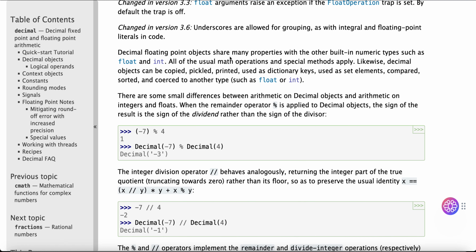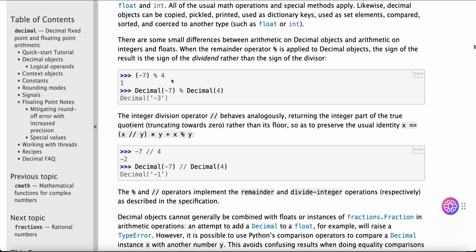Decimal floating point objects share many properties with the other built-in numeric types such as float and int. All of the usual math operations and special methods apply. Likewise, Decimal objects can be copied, pickled, printed, used as dictionary keys, used as set elements, compared, sorted, and coerced to another type such as float or int. There are some small differences between arithmetic on Decimal objects and arithmetic on integers and floats. When the remainder operator % is applied to Decimal objects, the sign of the result is the sign of the dividend rather than the sign of the divisor.